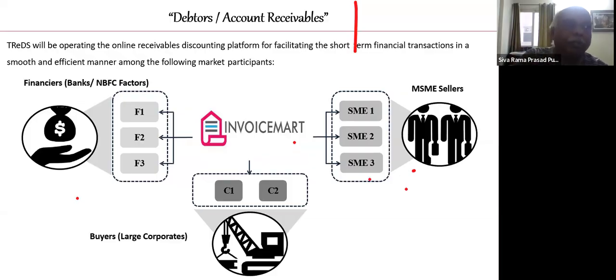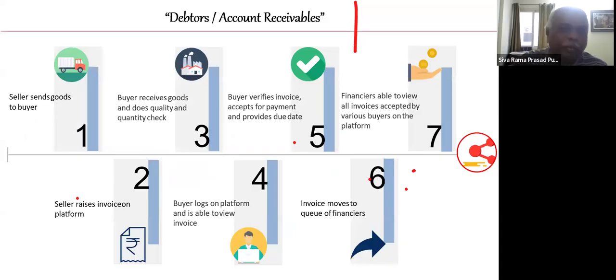In the trades, 3 people are registered. One is the sellers, second is the buyers, and third is the financiers who are financing under the trades. What is the process? The seller, the corporate debtor, will send the goods to the buyer, that is Amazon, and raise the invoice on Amazon. The buyer Amazon receives the goods and does the quality check.